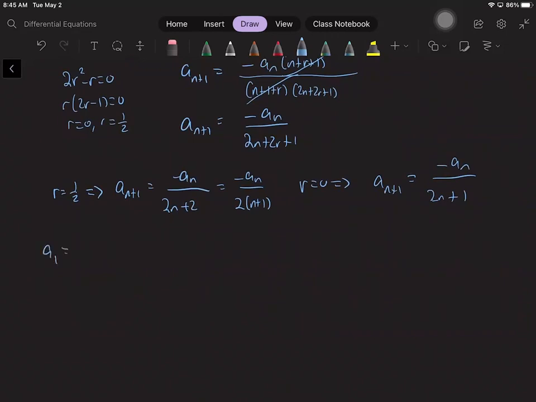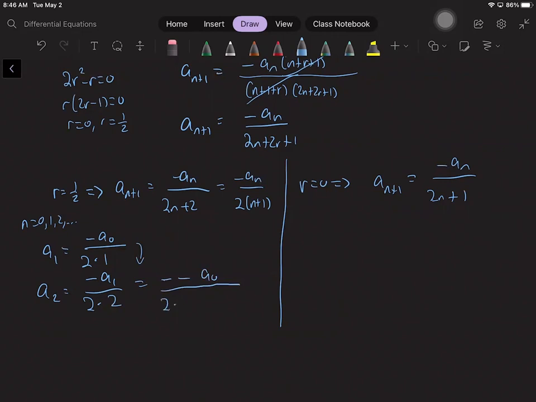So let's see, a1 will be, for over here, negative a0 over 2 times 1, plugging in n equals 0 and so on. Then a2, you get negative a1 over 2 times 2. And then plugging that in there, I get the double negatives. So I get negative a0 over 2 times 2, grouped together, and then 2 times 1.